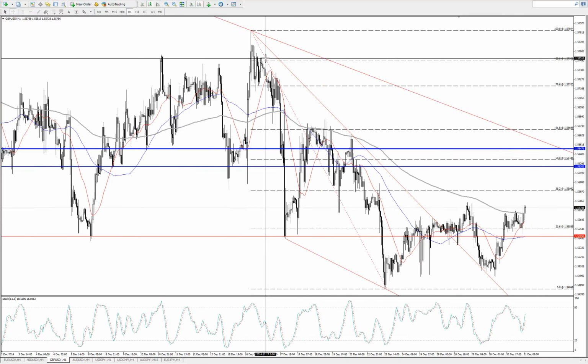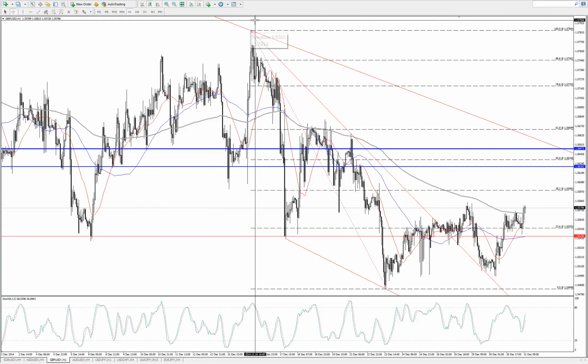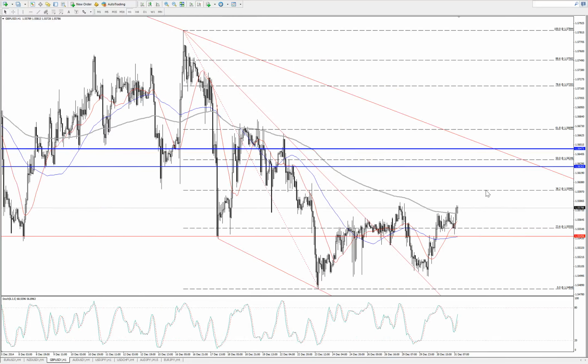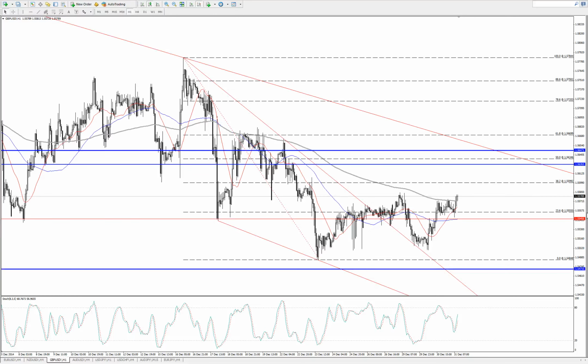But since price has already touched the top and came down, we don't really expect price to go all the way to this level, to the top again. And if it happens to go there, this might even signal a major reversal for the pound against the US dollar. So that's for the pound against the US dollar.